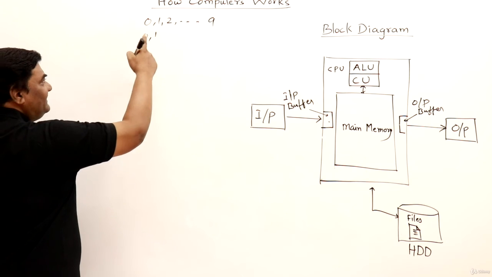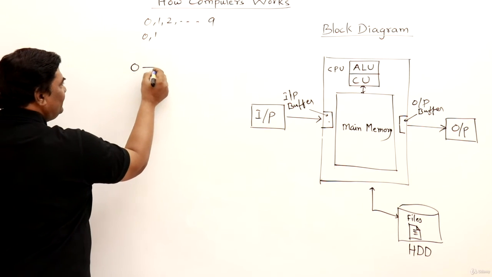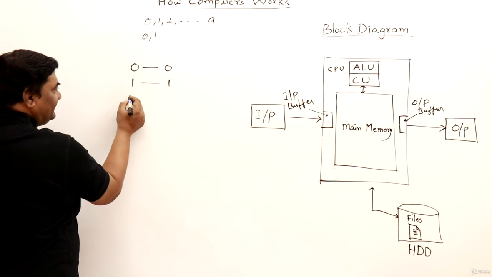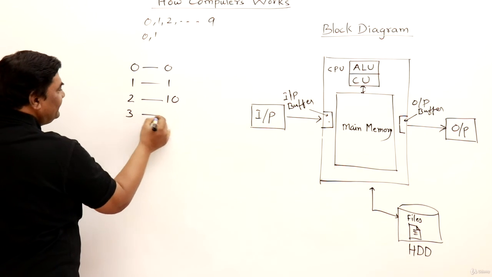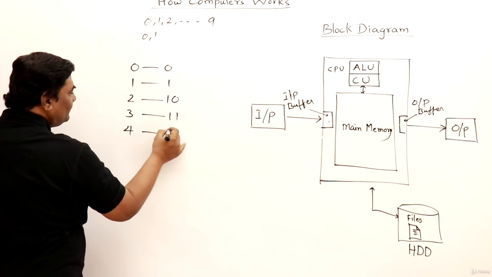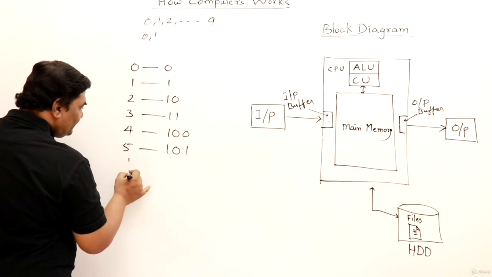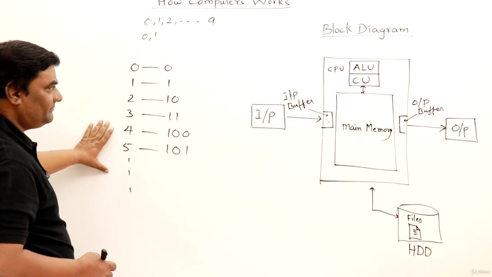So anything we want to understand in the form of decimal: if it is 0, then in binary also it is 0. If it is 1, then it is also 1. Then in decimal, it is 2, and in binary, it is 1, 0. And 3 is 1, 1. 4 is 1, 0, 0, 5 is 1, 0, 1, and so on. So this is the binary form of these decimal numbers.